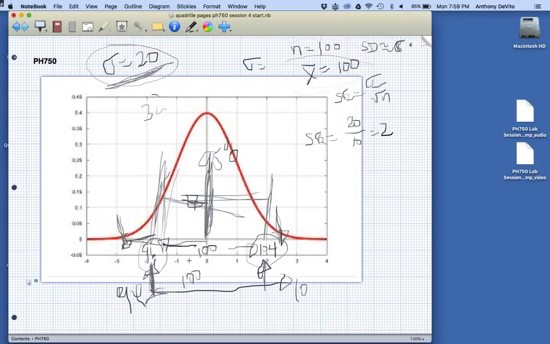What if I'm willing to be less certain? I'm willing to be 90% certain. Well, now I can have a less wide interval. And how do I calculate how wide that interval needs to be? I calculate how many standard errors apart I have to be in order to capture 90% of the outcomes. In other words, only have 5% in this tail and 5% in this tail.